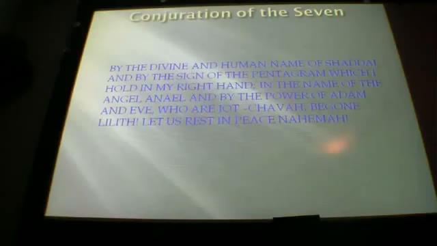By the divine and human name of Shaddai, and by the sign of the pentagram which I hold in my right hand, in the name of the angel Anael, and by the power of Adam and Eve, who are Yod Hava, be gone Lilith, let us rest in peace, Nahama. Be gone Lilith. So Lilith is a bad one too. Lilith is a negative energy, yes.